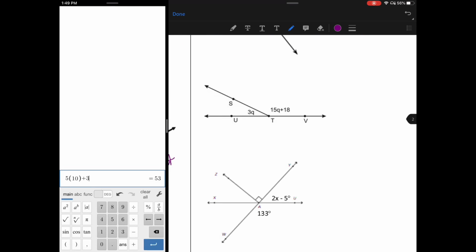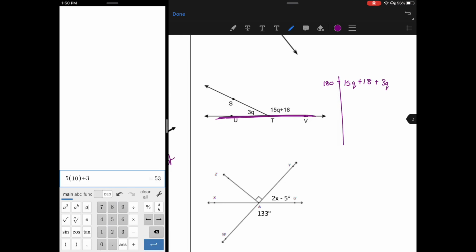And then our next problem, we now aren't vertical angles. Instead, what we're looking at is a straight line. So anytime you have a straight line, it adds up to 180 degrees. So what we're going to do is take those two expressions and set them equal to 180 degrees. So we add them, 15q plus 18 plus 3q. So this plus this is equal to 180.